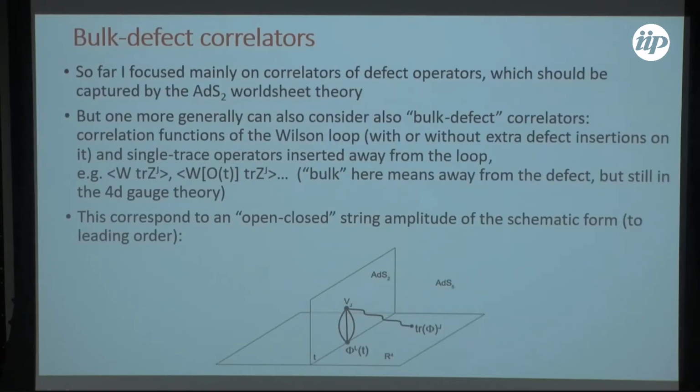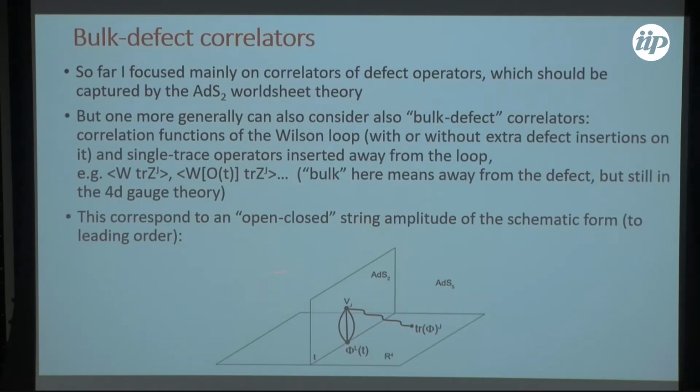Okay, let me very briefly just go over this. So far I was focusing just on the correlation functions of insertions on the Wilson loop, so just correlation functions of operators on the defect. But in a defect CFT, you can compute more general quantities, like so-called bulk defect correlators, which are correlation functions of, in general, defect operators inserted on the defect and some operators away from the defect.